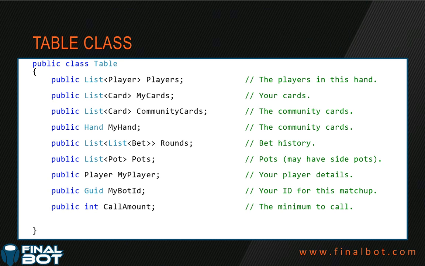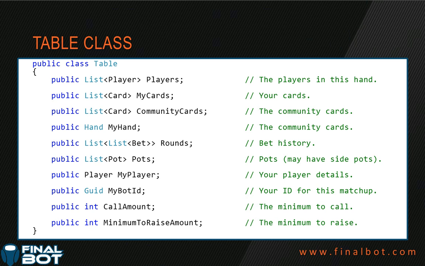Another important thing is the call amount, and this is the minimum number of chips that you would need to return in order to call the current hand. This will potentially be 0, and if you return 0 when the call amount is 0, it means that you're checking. And if you return 0 when the call amount is greater than 0, that means you want to fold.